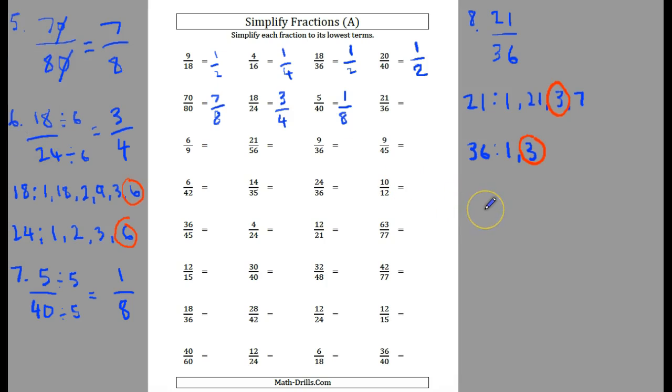Okay, so let's go up here. Okay, so we divide the top by 3 and the bottom by 3. So 21 divided by 3 is 7, and 36 divided by 3 is 12. We have 7 over 12.